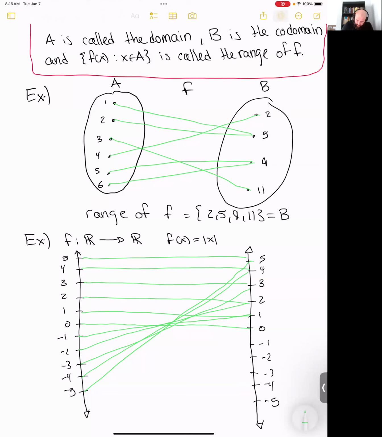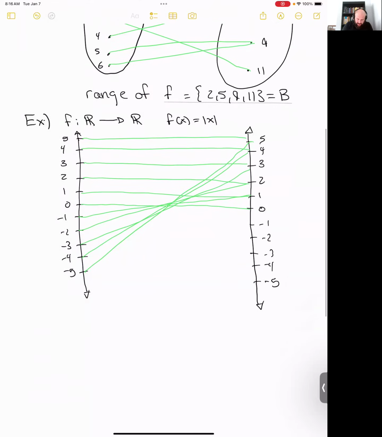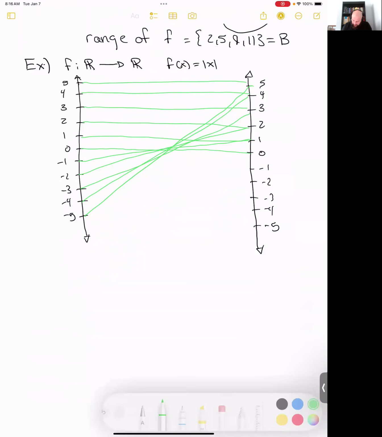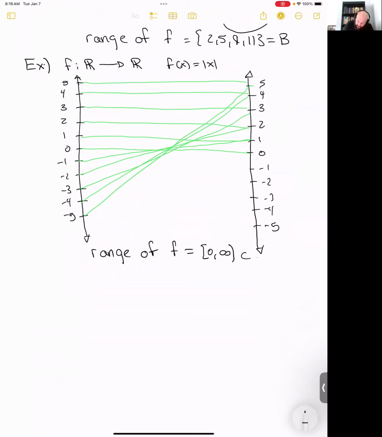Okay, great. So what's the range of f then? The range of f is, well, including 0 all the way up to infinity, which of course is a subset of the real numbers. Okay, good. And then just to, of course, you're used to graphing this function on the xy plane, and that you would graph it this way.